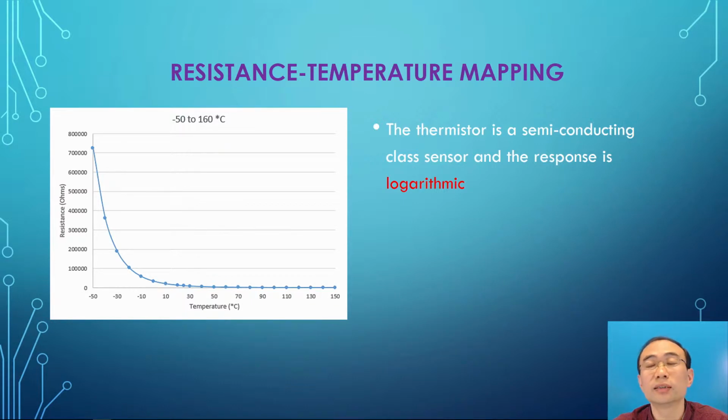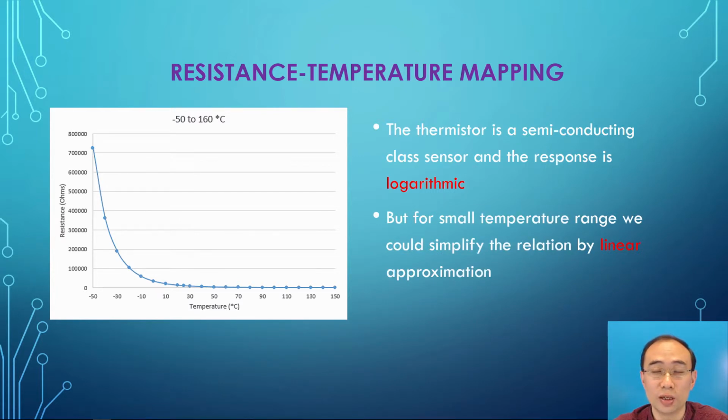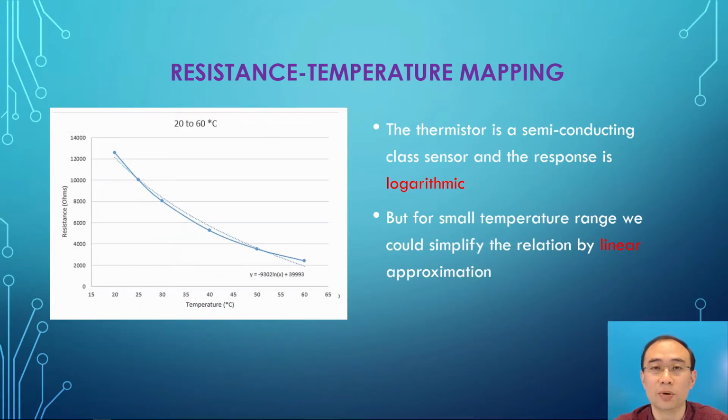Thermistor is a type of resistive sensor that is widely utilized to measure temperature. It is a semi-conducting class sensor, and the temperature and resistance follow a logarithm relation. Basically, whenever the temperature increases, the resistance of the thermistor will decrease. It is a logarithm type of relation, which is somehow complicated. However, if we focus on a small range of temperature, we can simplify the relation and approximate it by a linear relationship. Once we know the relation between the resistance and the temperature, we will be able to detect the change of the temperature by detecting the change of the resistance.